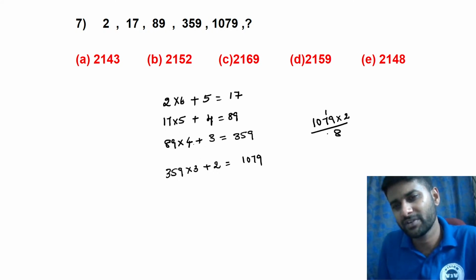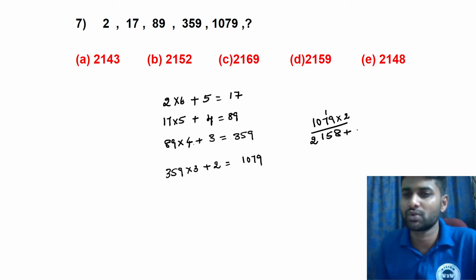9 twos are 18, 7 twos are 14, 15, 2 ones are 2. And we are adding, see, 5, 4, 3, 2, 1. So the final answer is 2150.